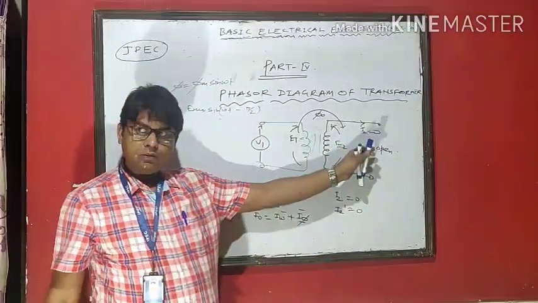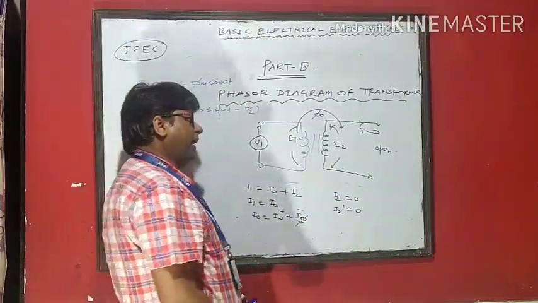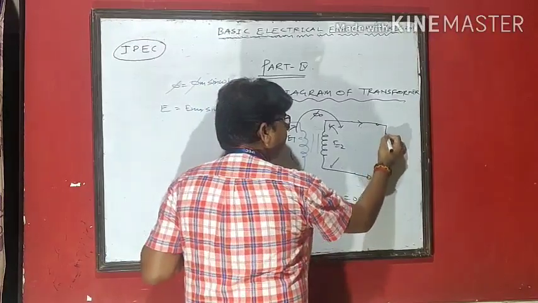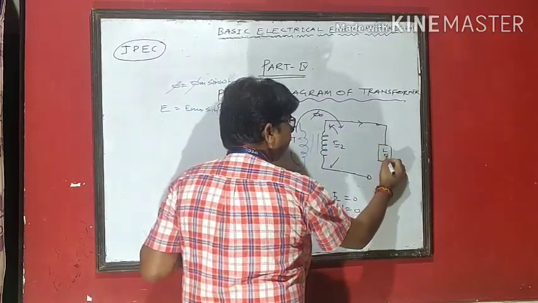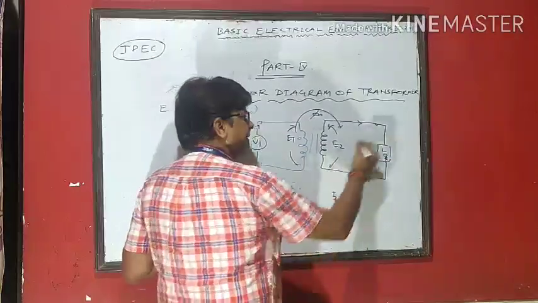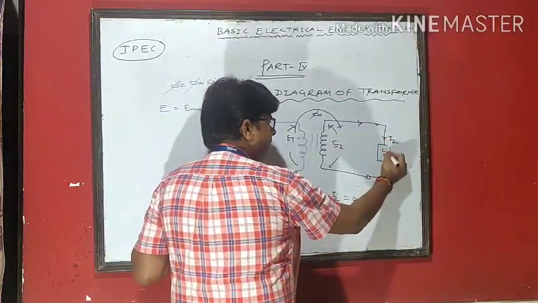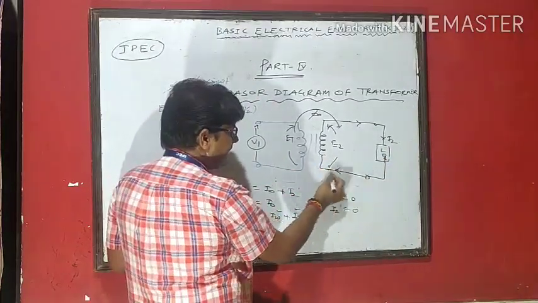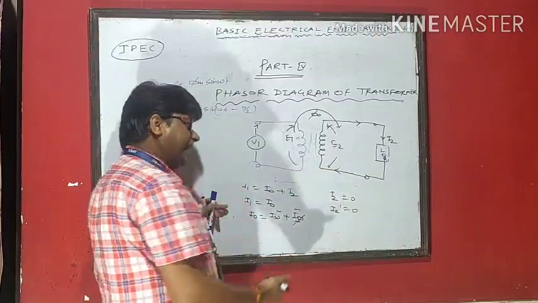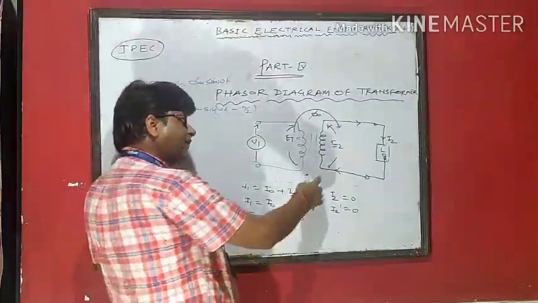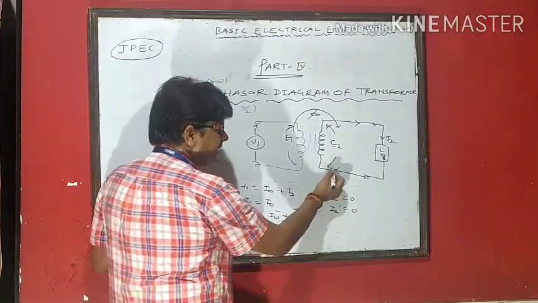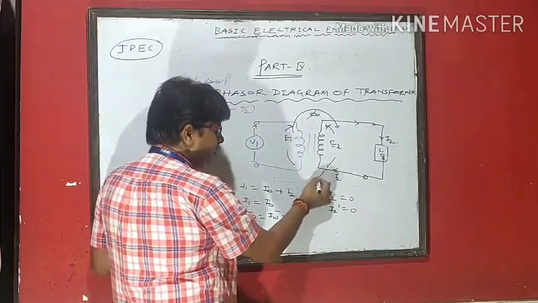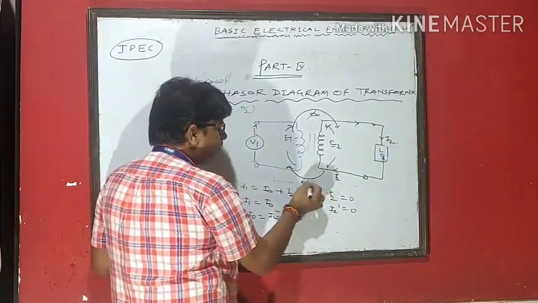I2 equal to 0. Second case, when the load is connected, that means I2 flows through the secondary coil and through the load. When this current enters the secondary coil, it produces a flux phi 2. This phi 2 is also linked with the primary.